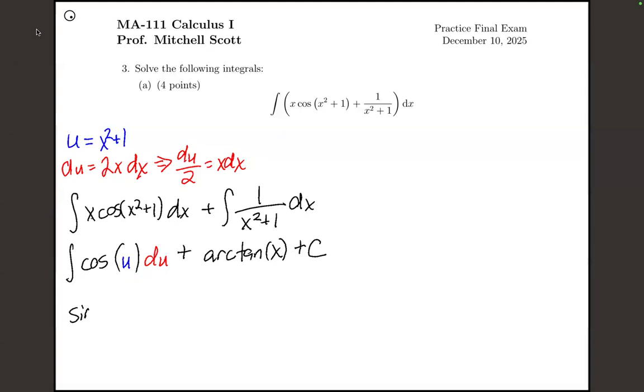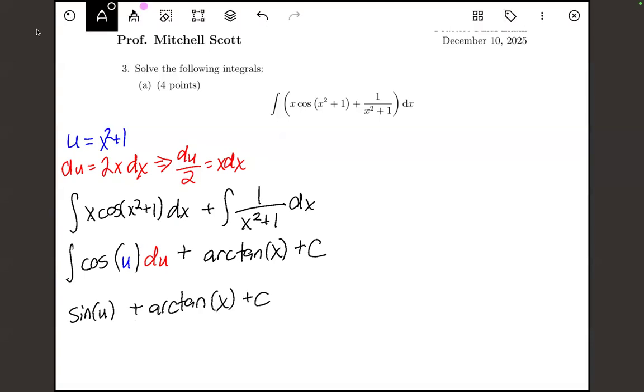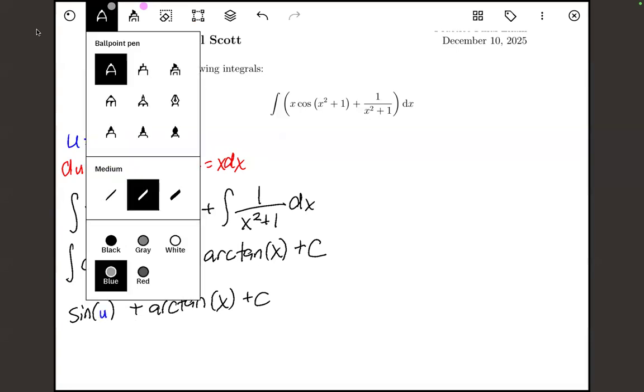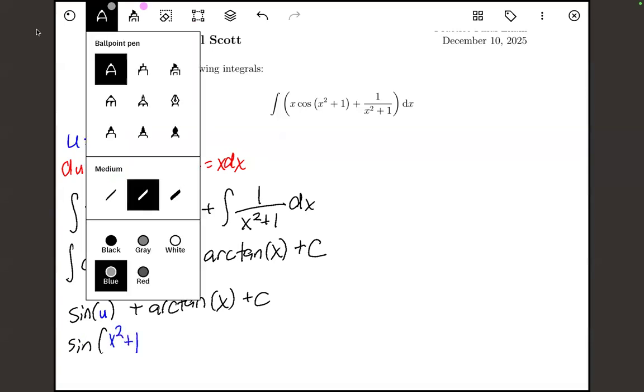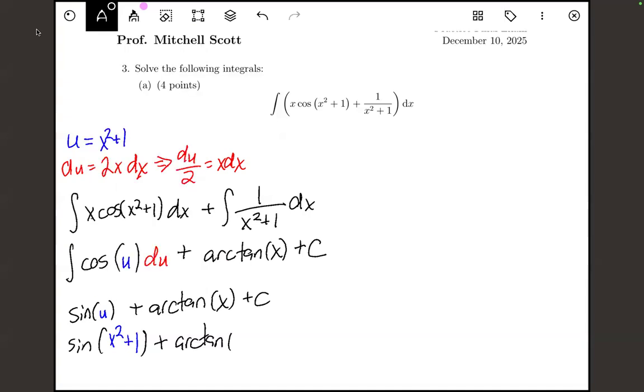So this becomes sine of u plus arctan of x plus c. And remember this u is equal to x squared plus 1, right? So we end up with sine of x squared plus 1 plus arctan of x plus c.